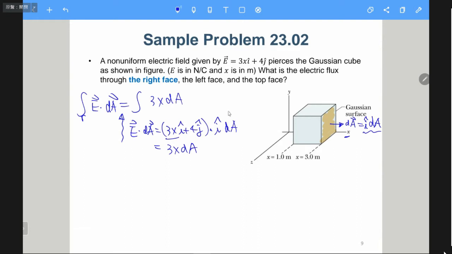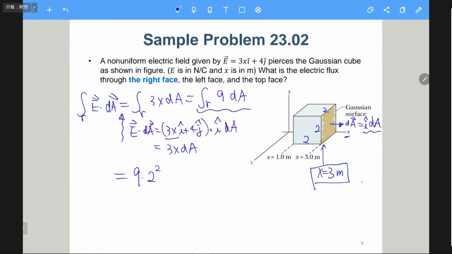Of course we need to integrate it over this area, but it is actually a constant, because here we have a fixed x of 3. So x equals 3 meters, which means it should be 9, because it is 3 times 3 dA. This is like integrating a constant over a variable, so it is nothing but 9 times this area. This area is a square, 2 meters for each side, because this is a cube with a length of 2 meters, since this is 3 and this is 1. So 2 squared is the area.